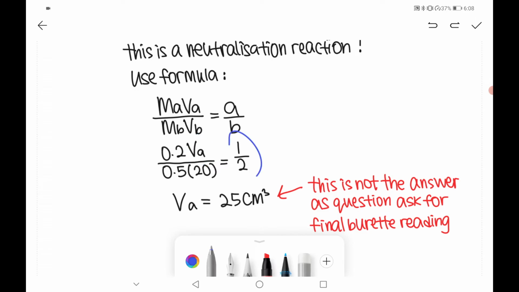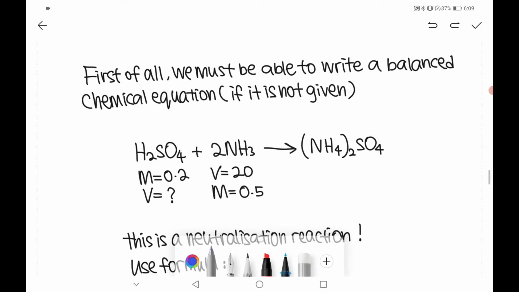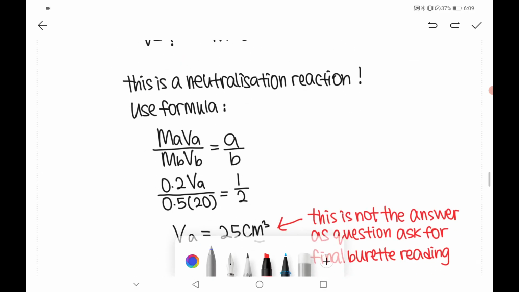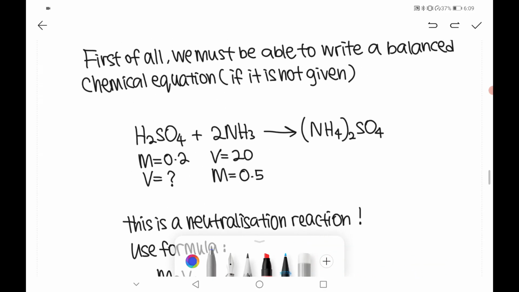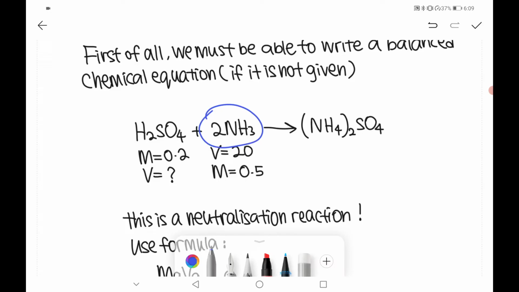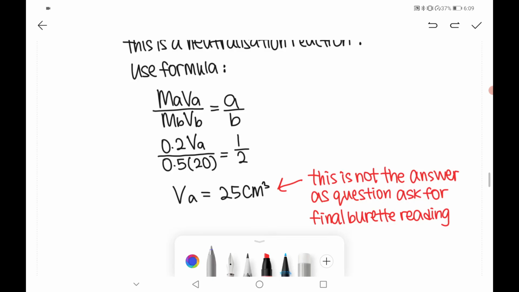Not to forget the ratio of A and B. A is the ratio of acid, so this is acid, the ratio is 1. B is the ratio of alkali, so ammonia is the alkali, the number in front, the ratio is 2, so B is 2, okay? So put in everything into your calculator. Your final value should be 25, okay?